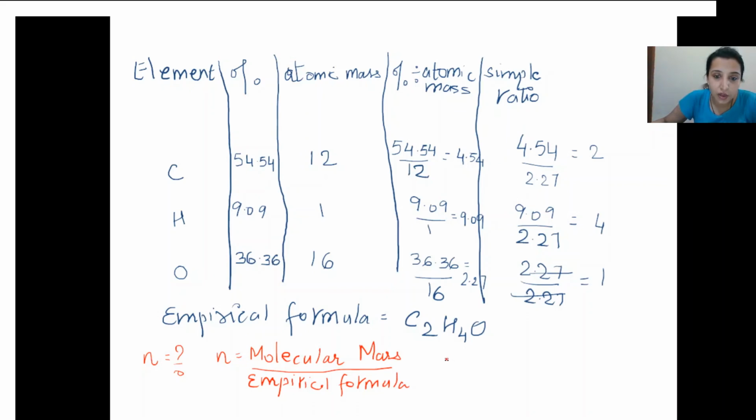Now, molecular mass we have not been given, but we are given the vapor density. So, please always remember that molecular mass is always equal to 2 into vapor density. So, vapor density is 44. So 2 into 44 is equal to 88. So if we have to calculate N, we write molecular mass, which comes out to be 88, divided by empirical formula mass.